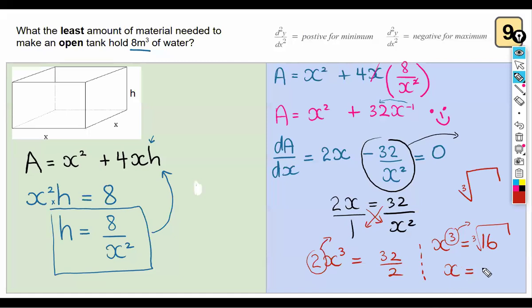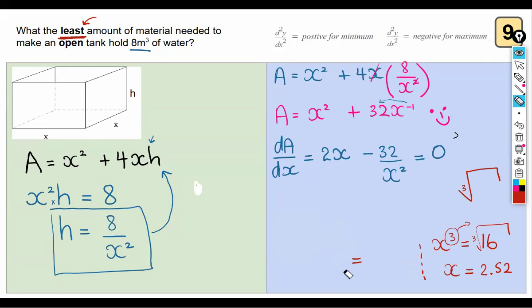I'm getting, to 2 decimal places, 2.52. Now, different calculators have the cube root button in different positions, so you're going to have to look. So look at it. I'm repeating it. So we don't know whether this x gives us a maximum or minimum, but because the question said least, we need to ensure it is a minimum. So we need to differentiate one more time.